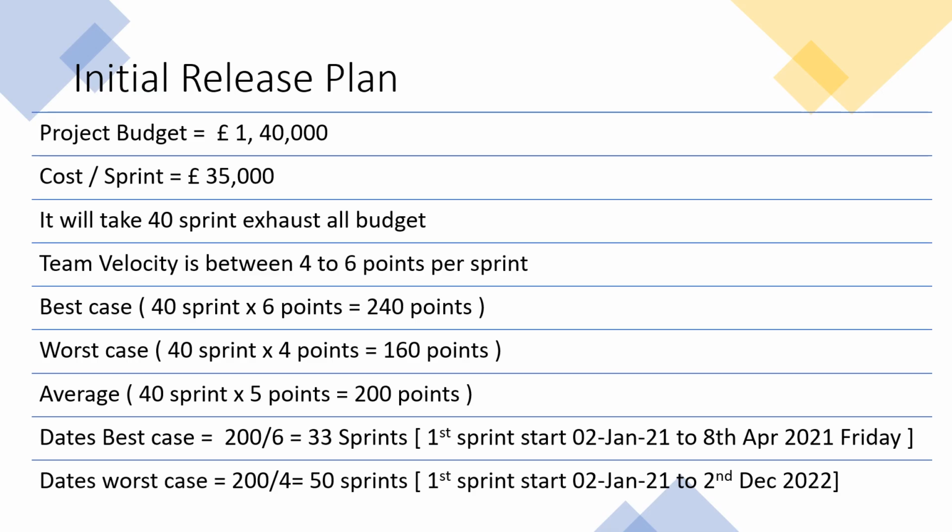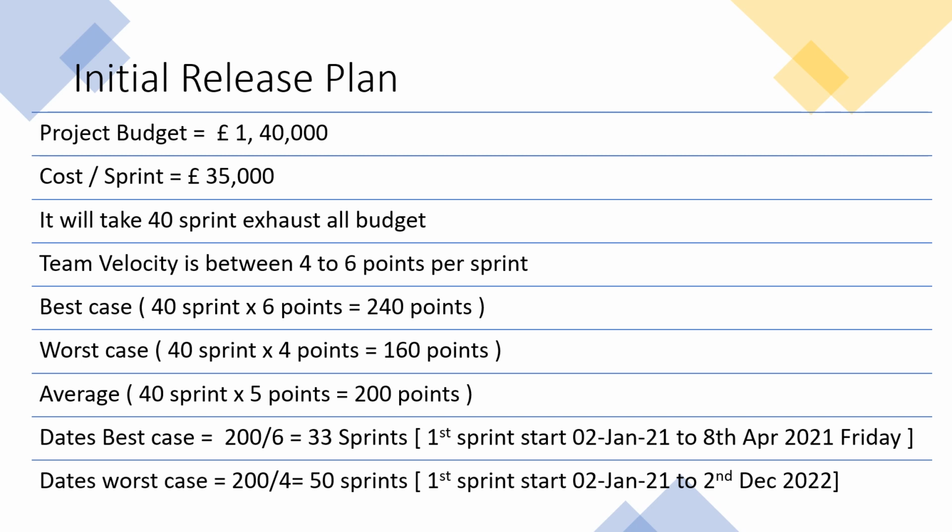Friends, this is the last and the important slide of the deck. Let's check out what's happening over here. So let's assume we have a fixed project budget of 140K. And we already calculated cost per sprint, that is 35K. So it will take approximately 40 sprints to exhaust all this budget. If you divide 140 by 35, you will get around 40.